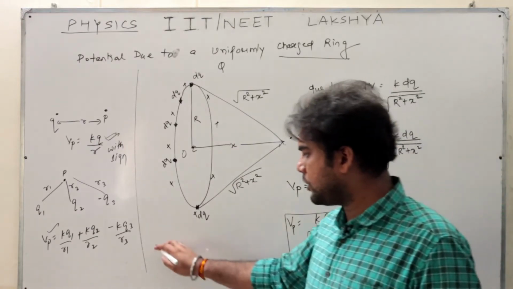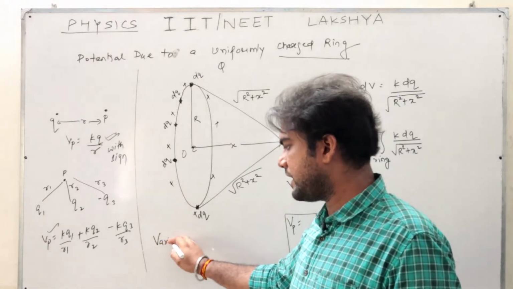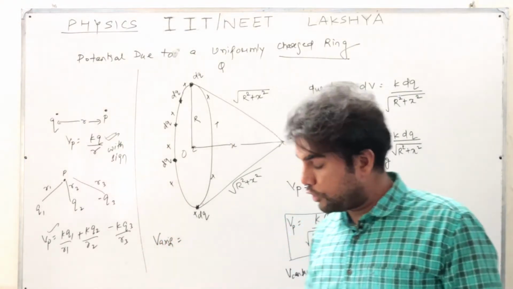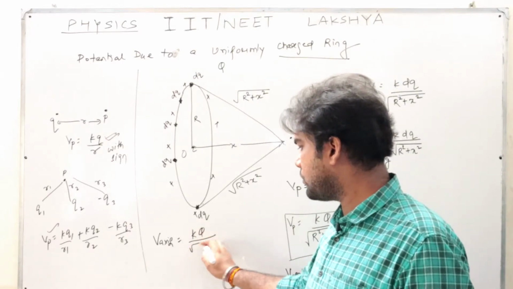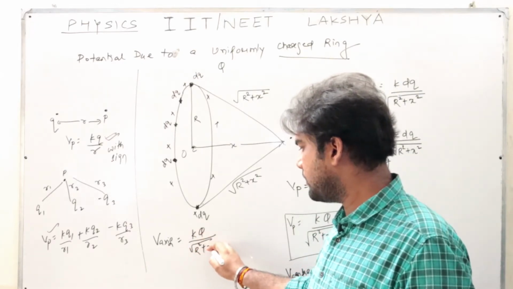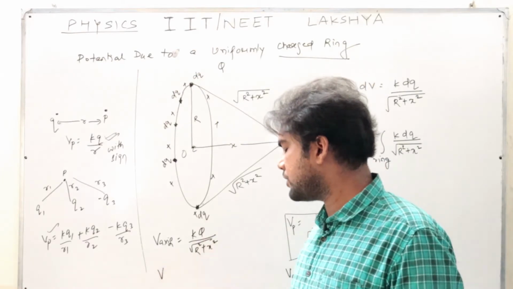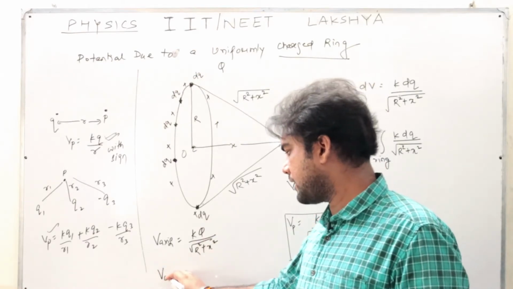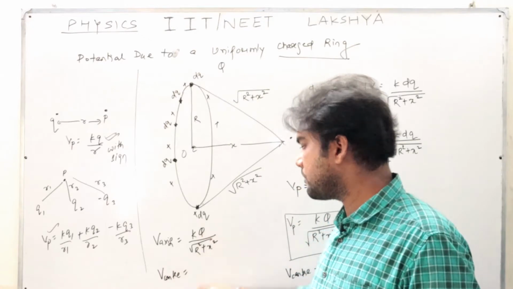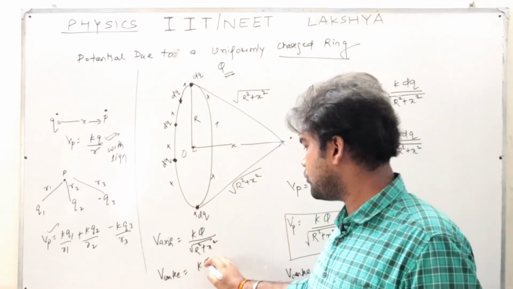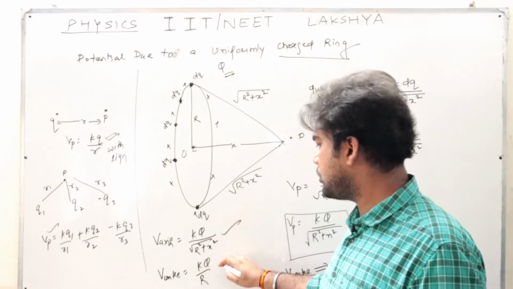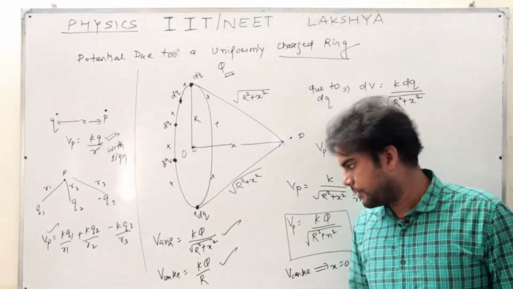So now we have two formulas. One is potential on the axis of the uniformly charged ring, which is kq upon under root r square plus x square, and then we also have the formula for the center of the uniformly charged ring. The charge distributed is q, so that formula is kq by r. So these are the two formulas we have to remember.